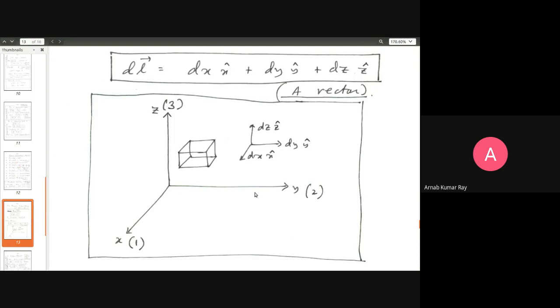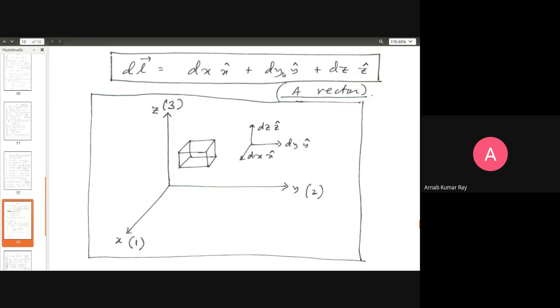So in the Cartesian coordinate system, what is the line element, dl? Basically, in the Cartesian coordinate system, you have to traverse 3 steps in the 3 coordinates. In the x coordinate, the step that you traverse is dx x cap. In the y coordinate, the step that you traverse is dy y cap. And in the z coordinate, the step that you traverse is dz z cap. And then you add all the 3 steps vectorially. This is the principle that shall apply in all the coordinate systems.